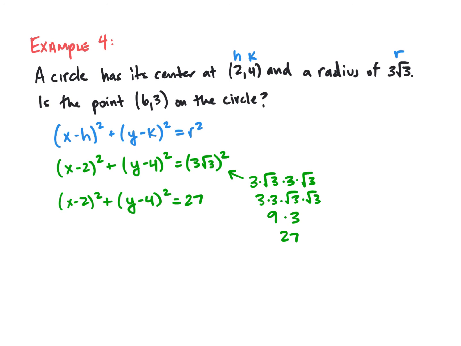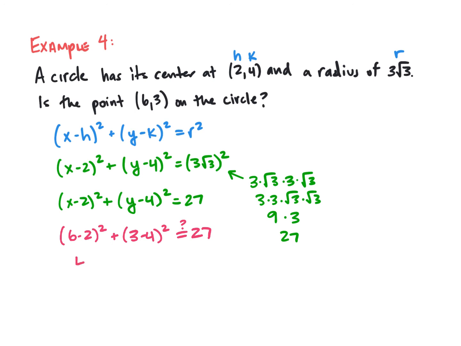And now I know that every point that's actually on this circle, when I put its x and y coordinates in for this x and this y, I should get 27 on this side of the equation. Because I got 27 over here, I should get 27 over here when I put 6 and 3 in for x and y, if that's actually on the circle. So let's go ahead and check that. Let's do 6 minus 2 squared plus 3 minus 4 squared and check to see if that equals 27.